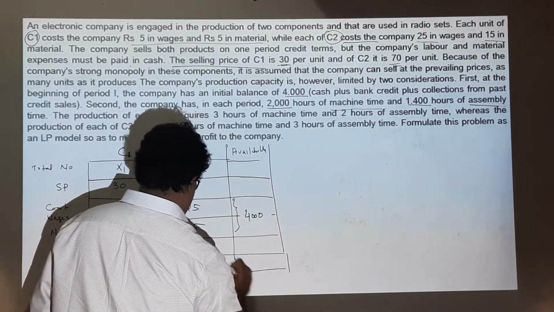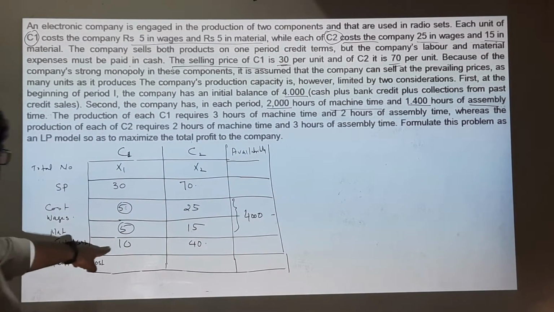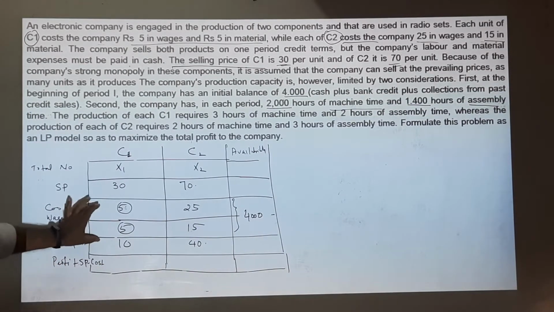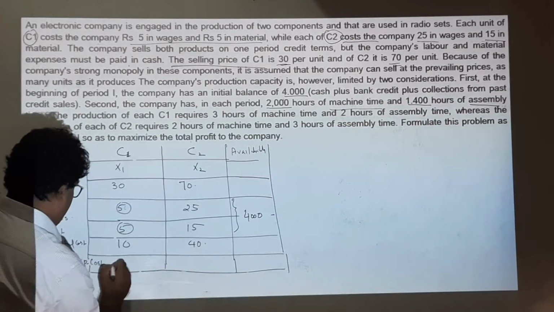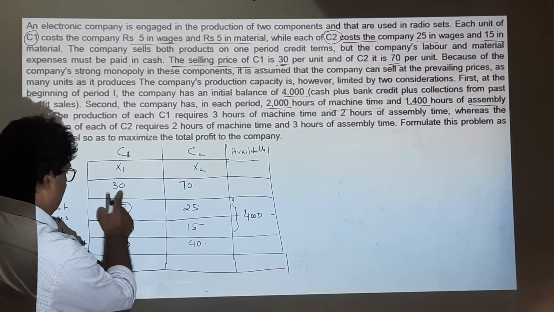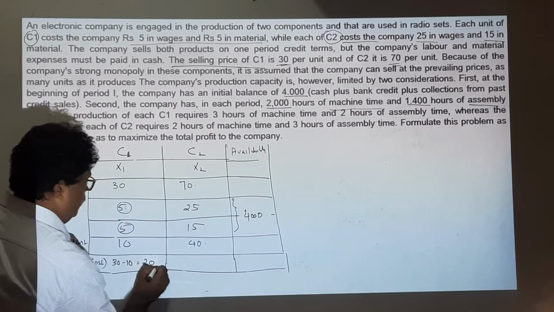Agree? Correct, no? Selling price minus cost. So 30 minus 10 is the profit, because the total cost is 10 and the selling price is 30. So how much is the profit? Selling price minus cost. That means 30 minus 10, that is equal to 20.